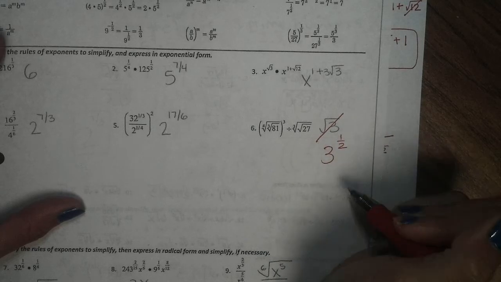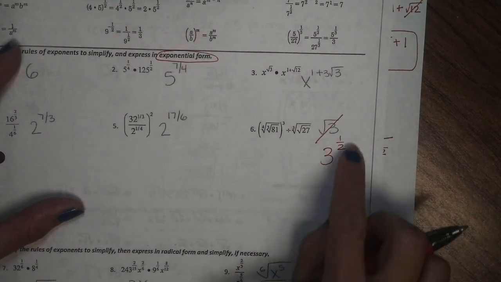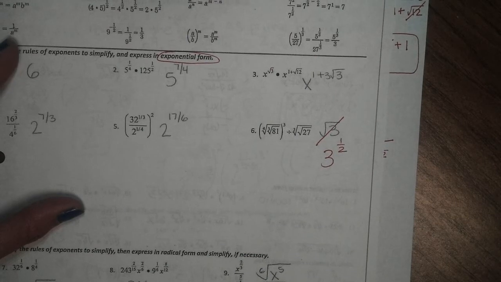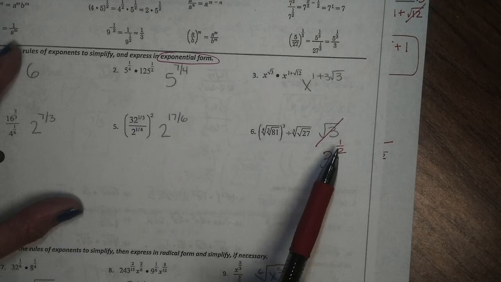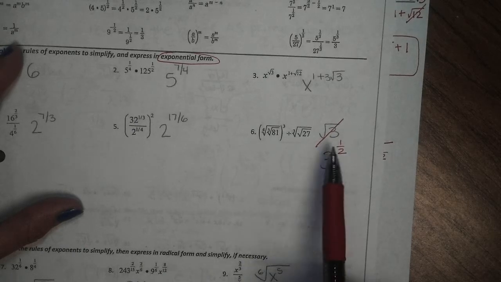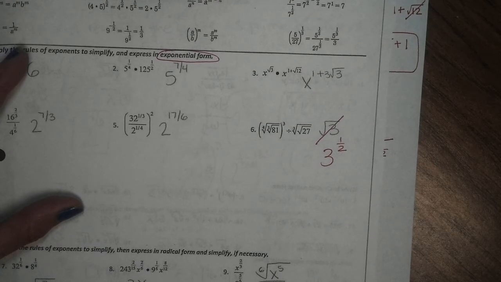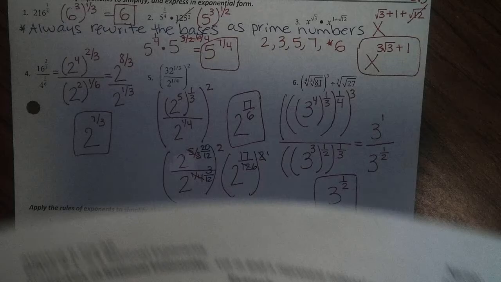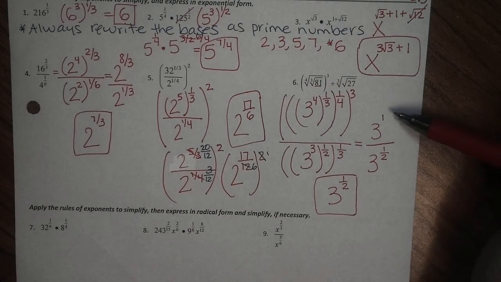Technically it's equivalent, but the question says to do it in exponential form. So leave it as 3 to the 1/2. On your test and on your quiz, it will tell you to leave it in exponential form, so write it like that, 3 to the 1/2. Or if it says leave it in radical form, then you can leave it as the square root of 3. Just make sure you follow the directions or it'll be counted wrong. So number 6, the answer is 3 raised to the 1/2 because I subtracted 1 minus 1/2.